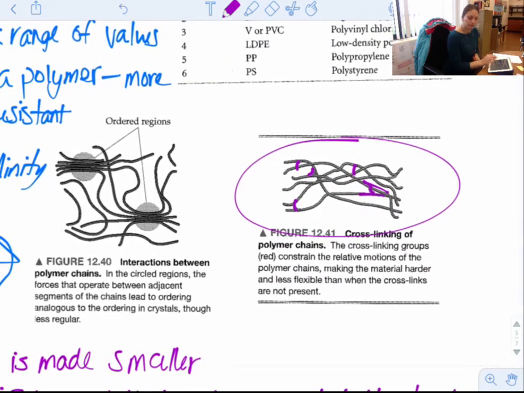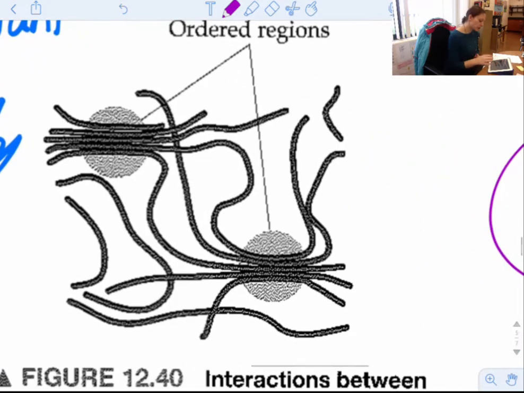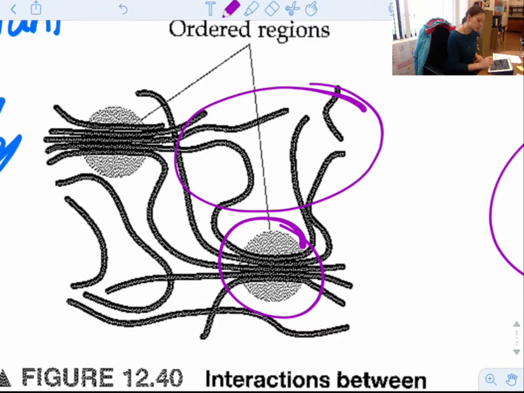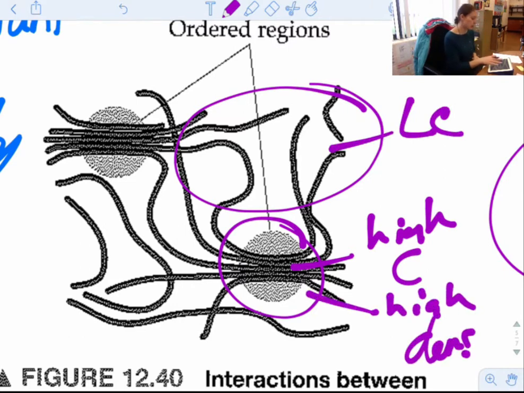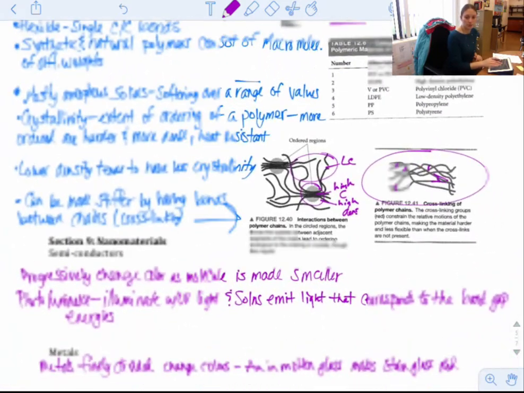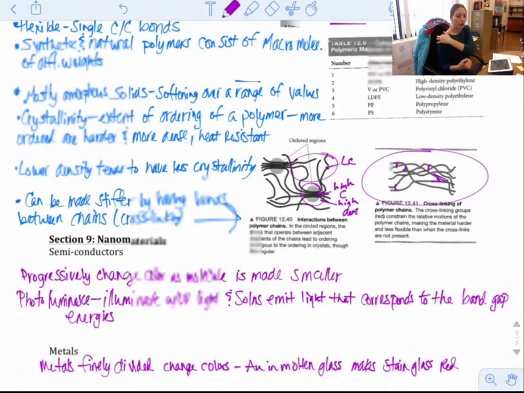Okay. The picture on the left here is actually talking about crystallinity. These are a little more ordered sections. These are a little less ordered sections. That has a higher crystallinity. That one has a lower crystallinity. Okay, and this is going to be a higher density. Here it's just more ordered. There's more stuff there in that particular region. Okay, so that's kind of all about polymers.